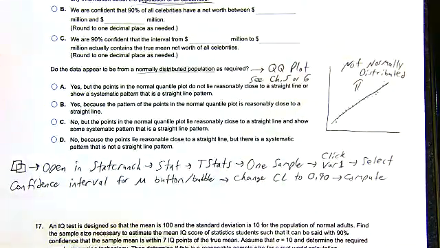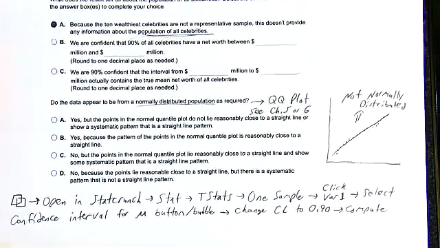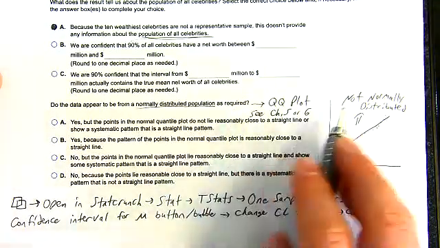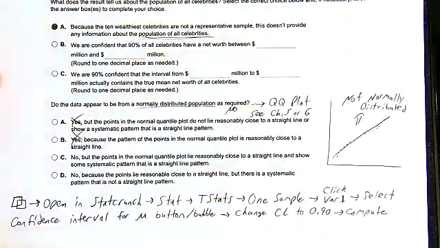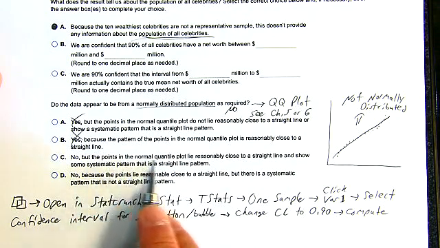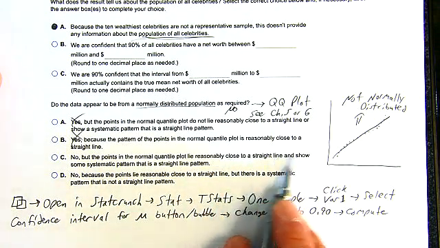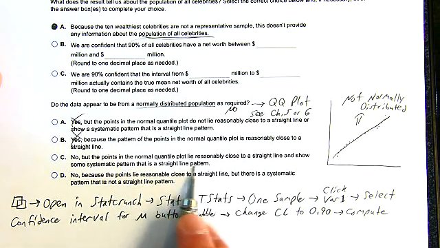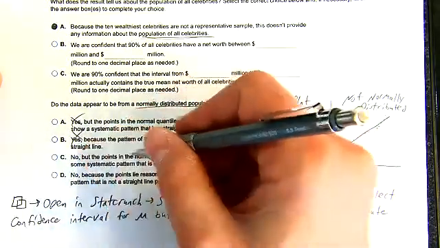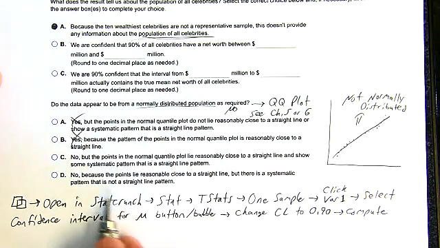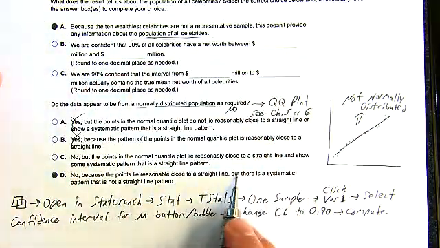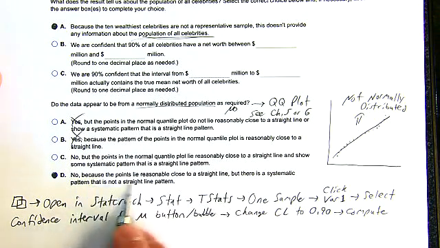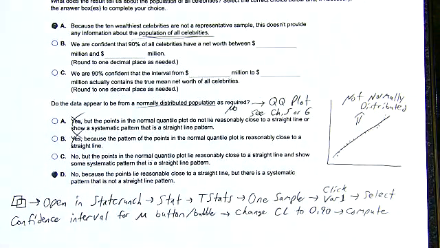Okay, so in this one, we're going to say, do they appear to come from a population that's normally distributed? No. So these yeses are gone. No, but the points in the normal quantile plot lie reasonably close to a straight line and show some systematic pattern that is a straight line pattern. So no, the pattern is not a straight line. So D. Because the points lie reasonably close to a straight line, but there is a systematic pattern that is not a straight line pattern. It's that wavy pattern.